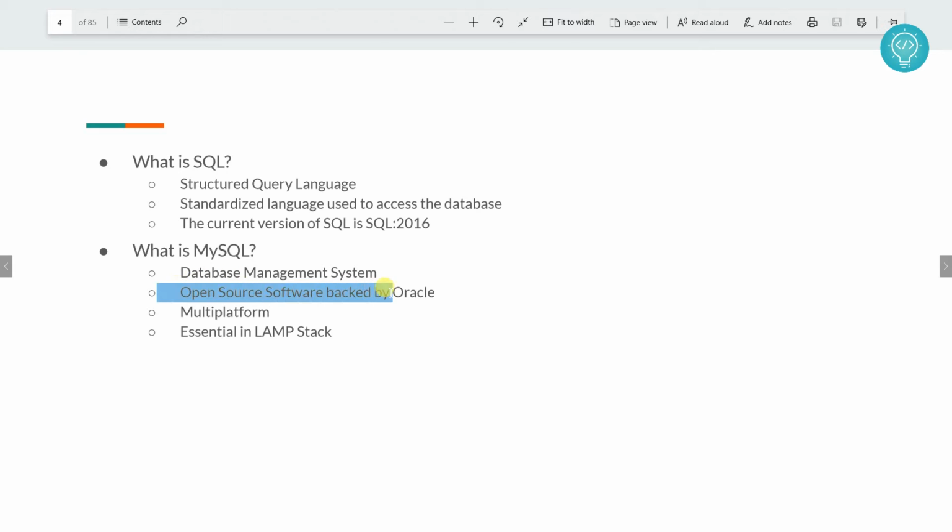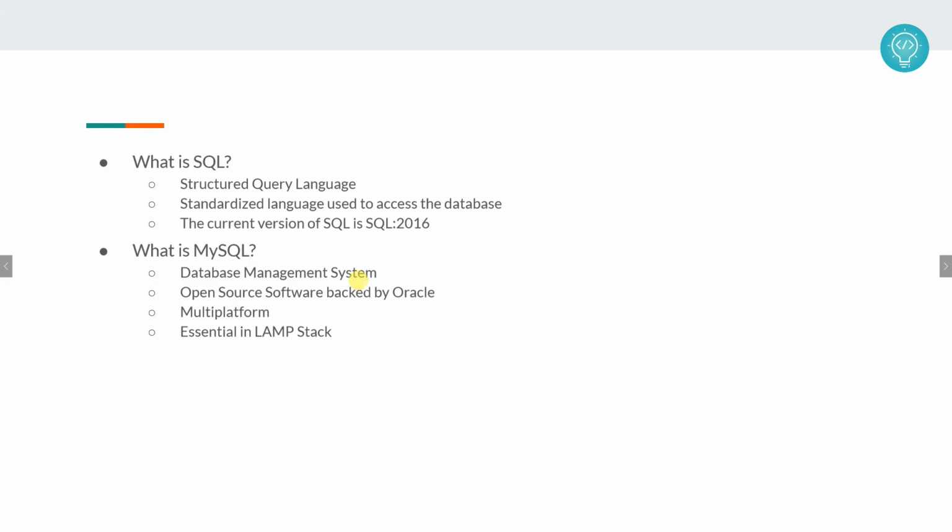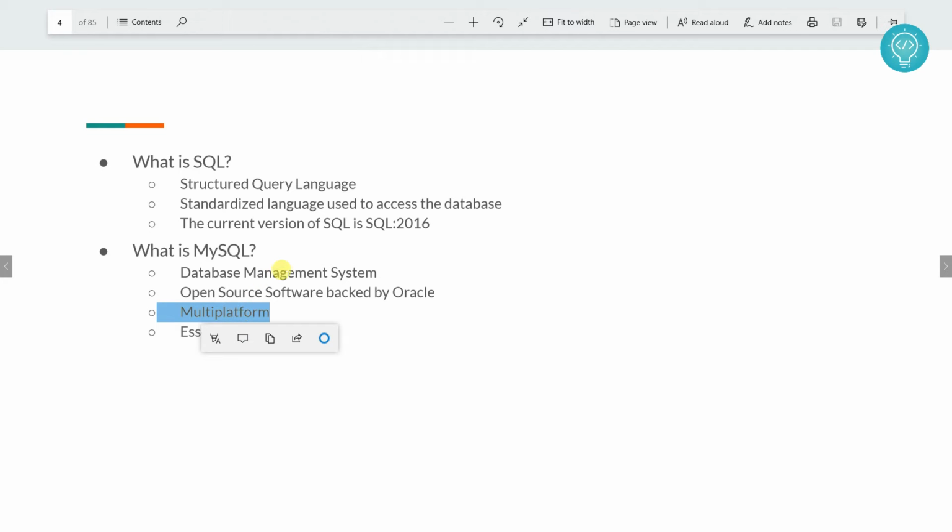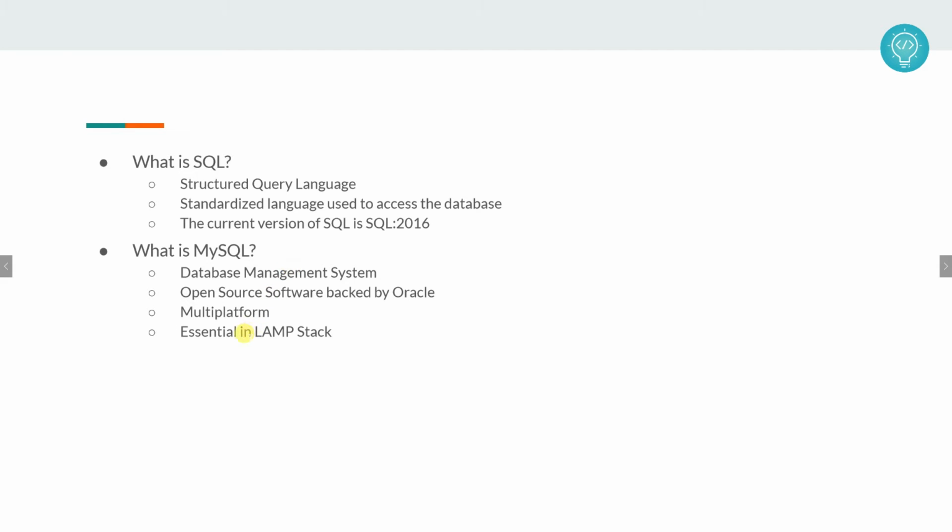It is an open source software backed by Oracle. What that means is you can use MySQL without paying anything. It's free of cost. Also, once you are done with this course and you are into coding, you can feel free to play with it and change the source code according to your need. We won't be doing that in this tutorial. Also, MySQL is multi-platform, so we can use MySQL on Linux, Windows, Mac, wherever we want. If you don't know about the LAMP stack, LAMP is just Linux, A for Apache, M for MySQL, and P for PHP. MySQL is an essential part of this LAMP stack.